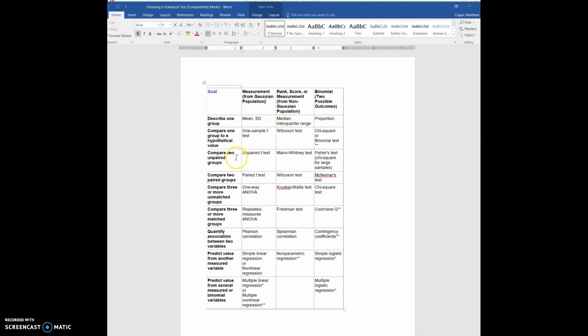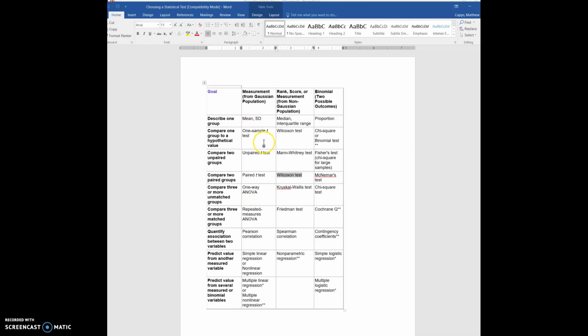So if I want to compare pre and post on a survey, I actually use something called a Mann-Whitney test. If I want to compare 2 groups, 2 independent groups, I use something called a Wilcoxon, and we'll go over what all these are.